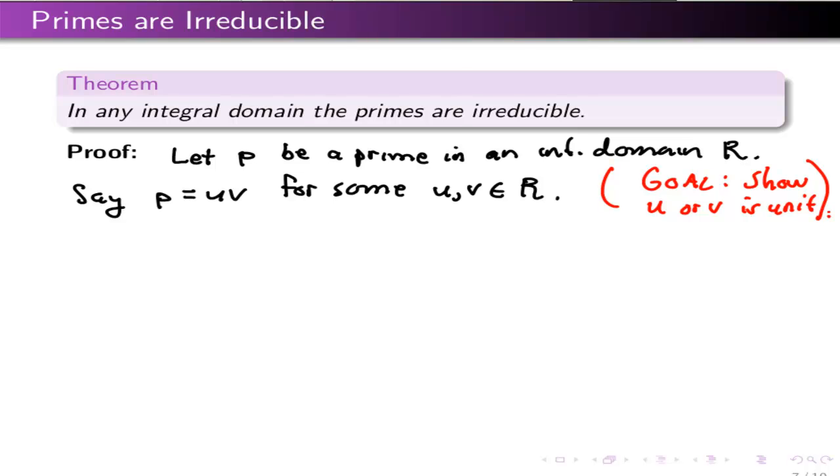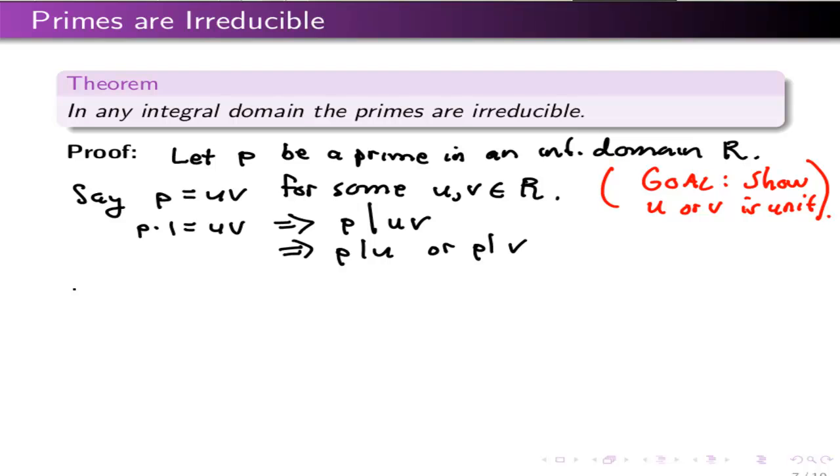Okay, now, what am I given? I'm given P as a prime. So notice this equation tells me that P times 1 is U times V. So that means that P is a divisor of the product UV. Aha! What's the definition of prime? That means P divides U or P divides V.